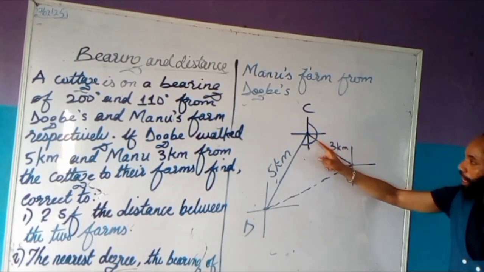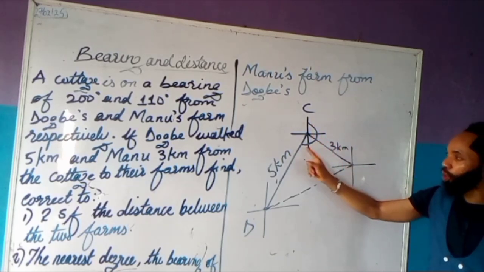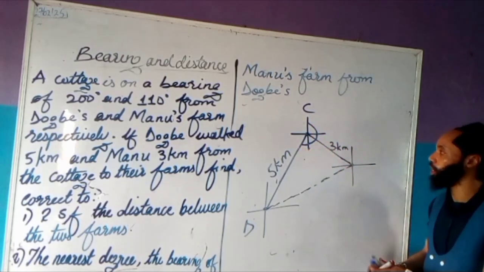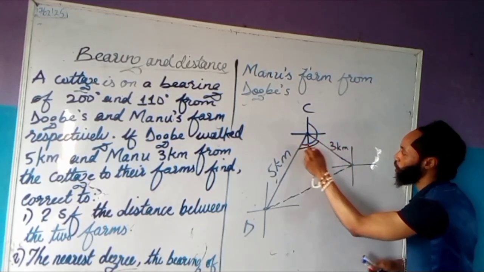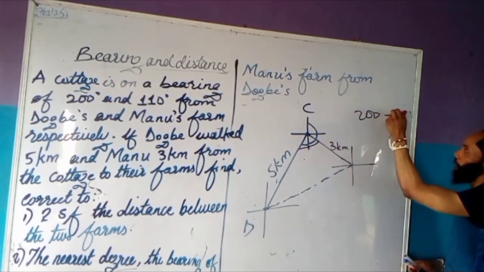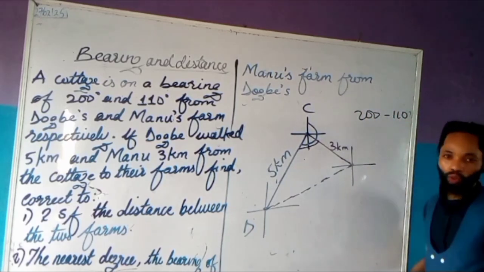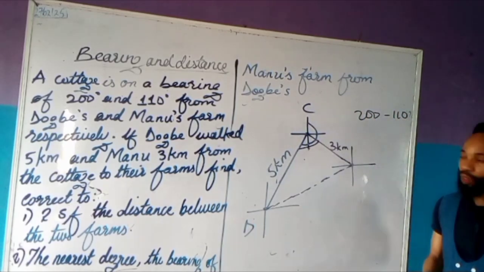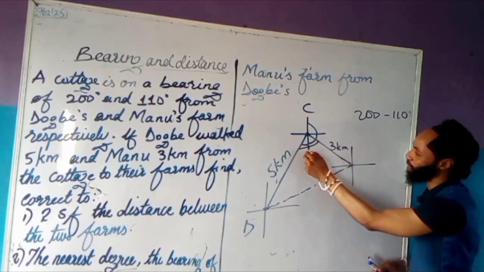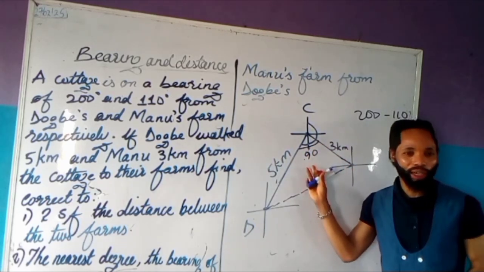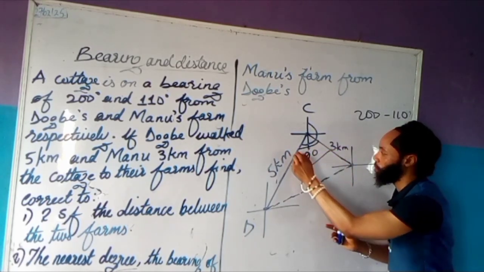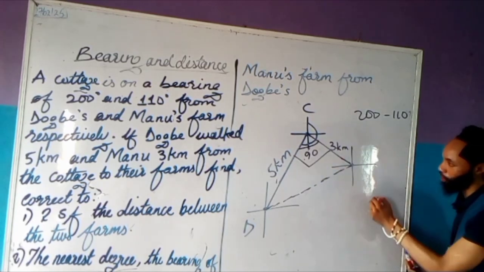So let's have a 110 degree here, and 200. And a 200 degree. So to get this angle, we are going to say 200 degrees minus 110. 200 minus 110 will give us what? 90. Gives us a 90 degree. If we have a 90 degree here, then it's a what? Right angle triangle. Then we are looking at the right angle triangle.